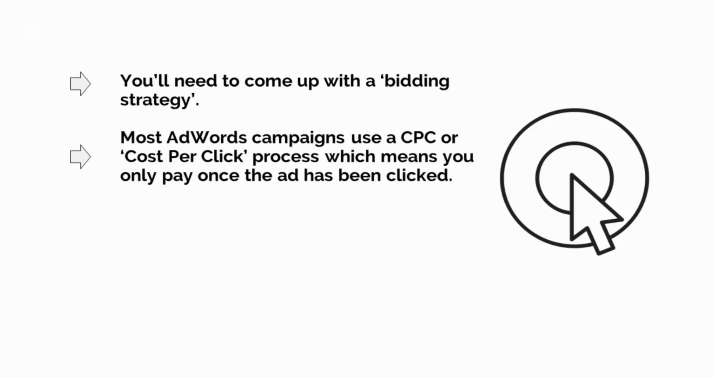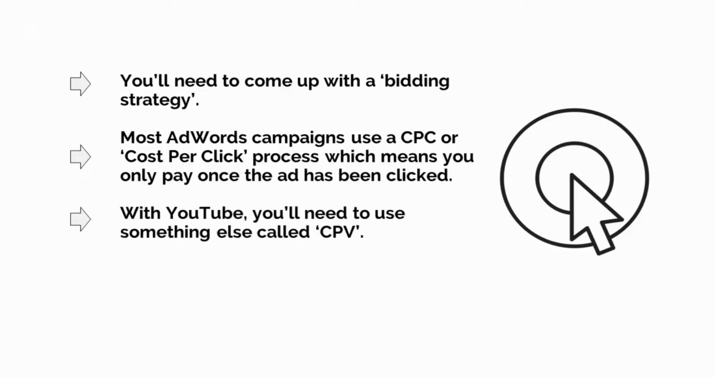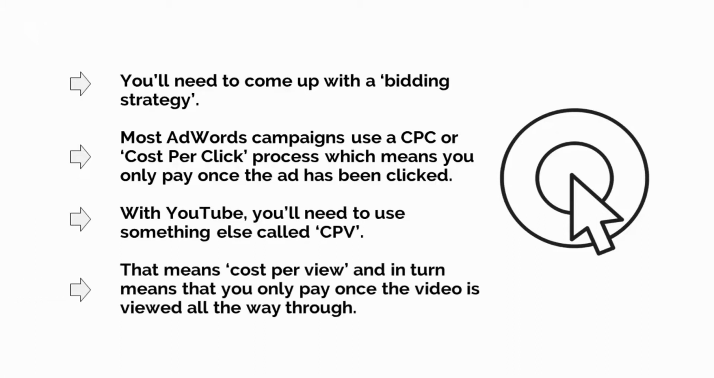So with this all linked, you'll need to come up with a bidding strategy. Most AdWord campaigns use a CPC, or cost per click, process, which means that you only pay once the ad has been clicked. With YouTube though, you'll need to use something called CPV. That means cost per view, and in turn means that you only pay once the video is viewed all the way through. We'll talk about this a bit more in a moment, but for now, all you need to know is that the amount you bid is the amount that you'll pay for each view. Your bid is your CPV, so it needs to be tied closely to your budget.